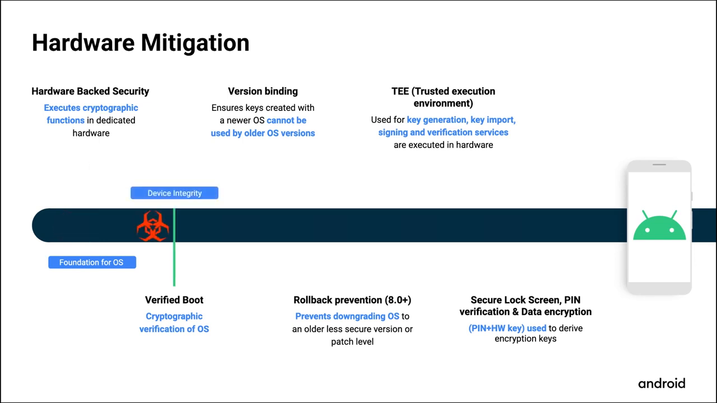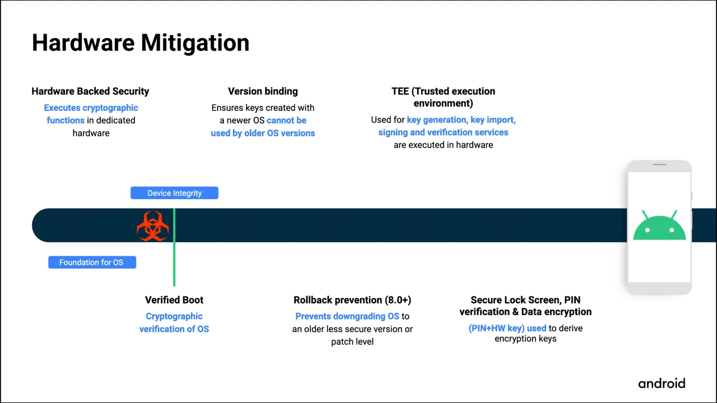Now, as we move up the stack here on hardware mitigation, we have something called verified boot. Verified boot is a process by which the operating system steps, as it's loading up, are cryptographically verified at each step. This basically provides device integrity from when the device is turned on all the way up to the point where the user must enter their passcode or screen lock to enter into the user space.